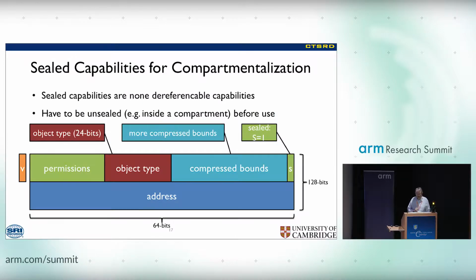I'm going to quickly explain compartmentalization to you. So we have a slightly different capability format for what we refer to as sealed capabilities, and I'll explain how we use these on the next slide. So sealed capability, we basically add this extra field called the object type, which in our implementation is 24 bits of data, and we further compress the bounds to give us space. This is a non-dereferenceable capability, so you can't use it to refer to memory at this point, or you couldn't use it to refer to code. Okay, the object type compressed, and we set the sealed bit.